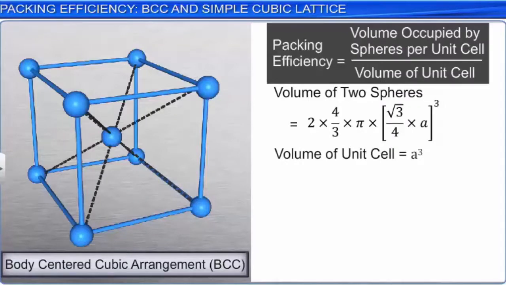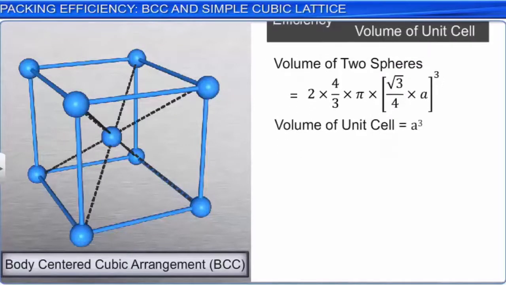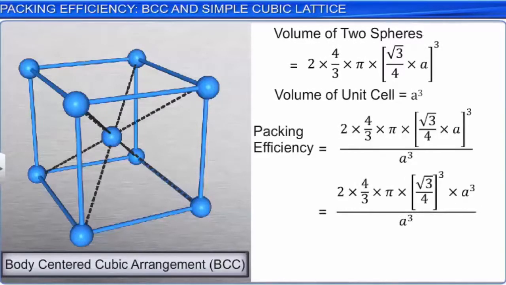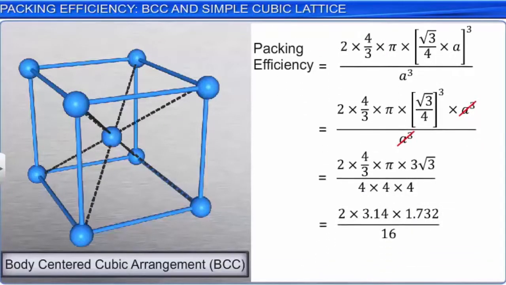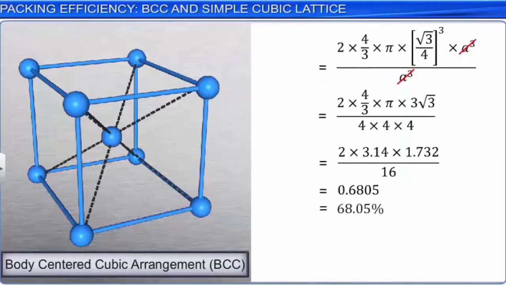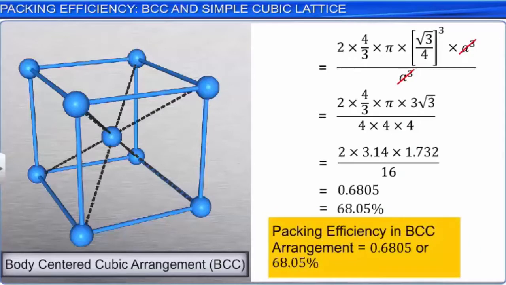On substituting these expressions in the formula for packing efficiency and simplifying, we get 0.6805 or 68.05%. Therefore, the packing efficiency in a BCC arrangement is equal to 68.05%.